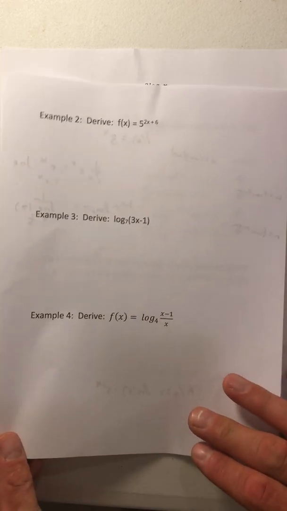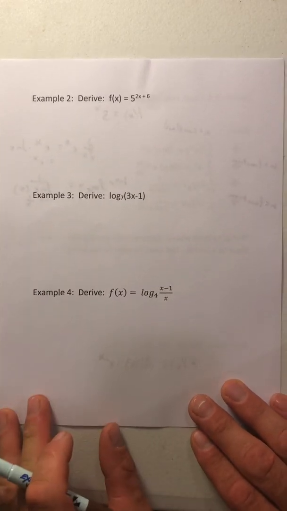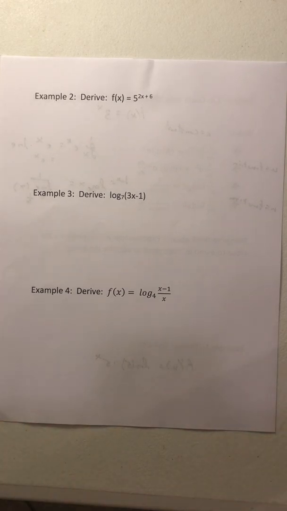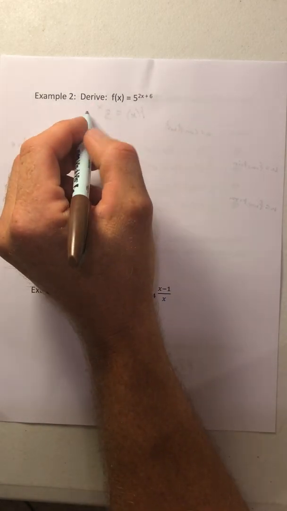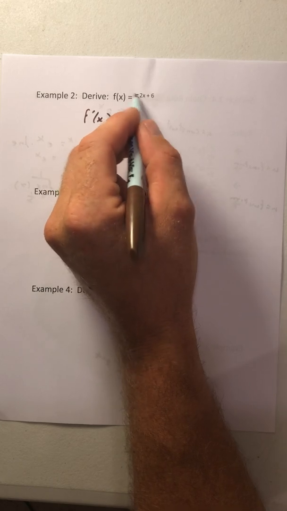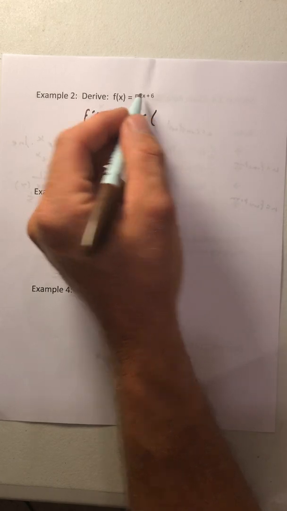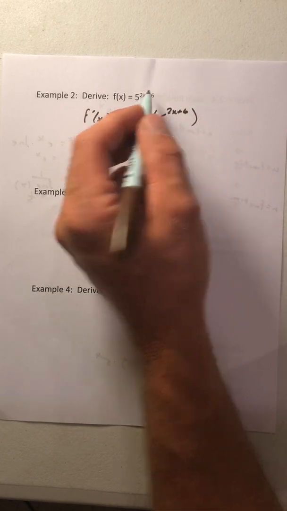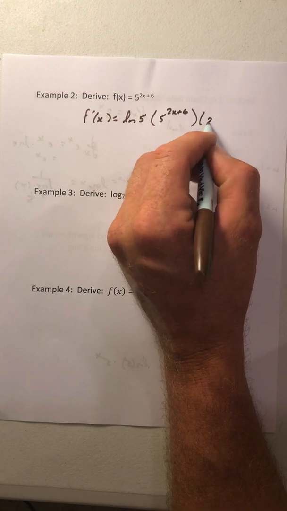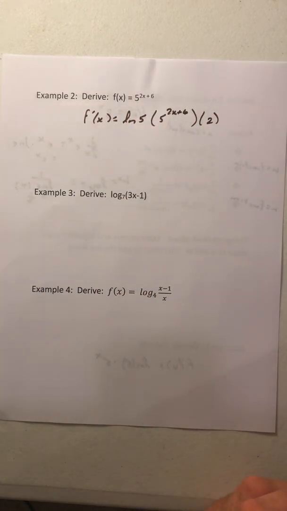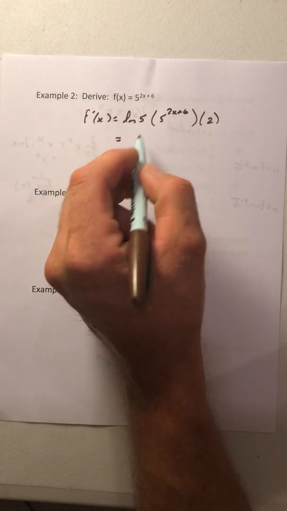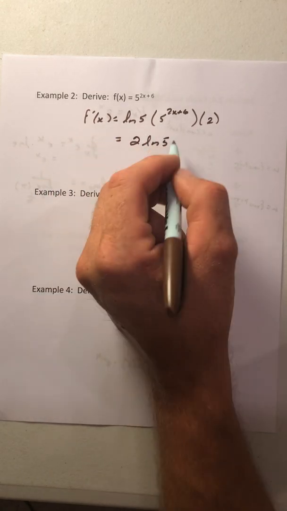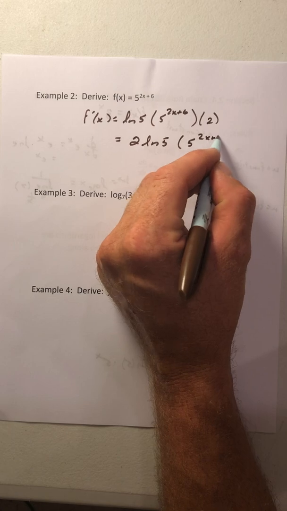All right, so the derivative of f of x equals 5 to the 2x plus 3. So here, now our exponent isn't just a single variable. So how do we do that? Well, our first derivative then is going to be the natural log of that base, which is 5, times the function, 5 to the 2x plus 6, and then times the derivative of the exponent, which is going to be 2. And you could rewrite this maybe as 2 natural log of 5 times 5 to the 2x plus 6.